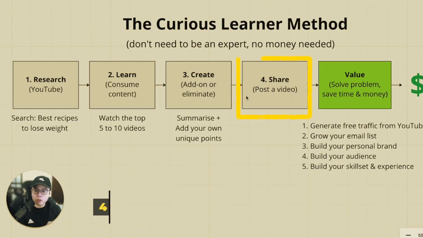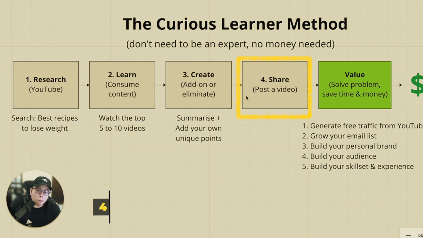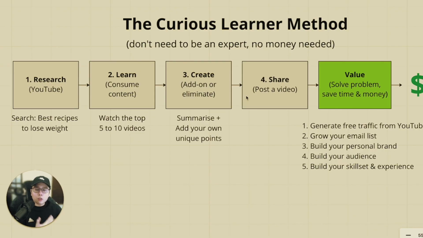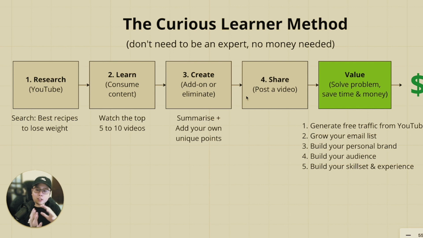And step number 4, you just gotta share and post the videos. So right now, you're just like a reporter. You learn something, you share something, you learn something, you report and share with other people. This is the curious learner method. Be curious, learn and share, learn and share. That's how we learn things by default. So that's how you can create videos. That's how you can start drafting a script by looking at other people's videos, drafting out the outline, the top 5 points you will cover, and creating your own video script.